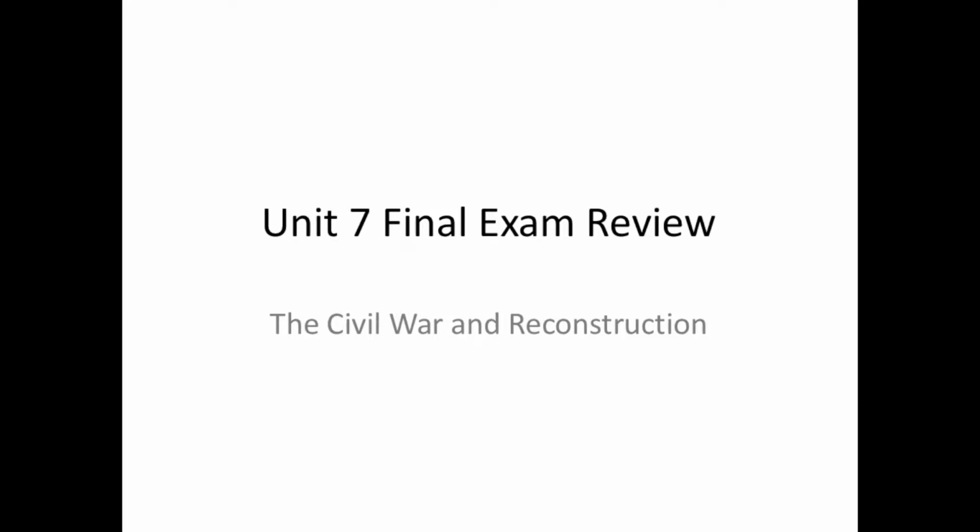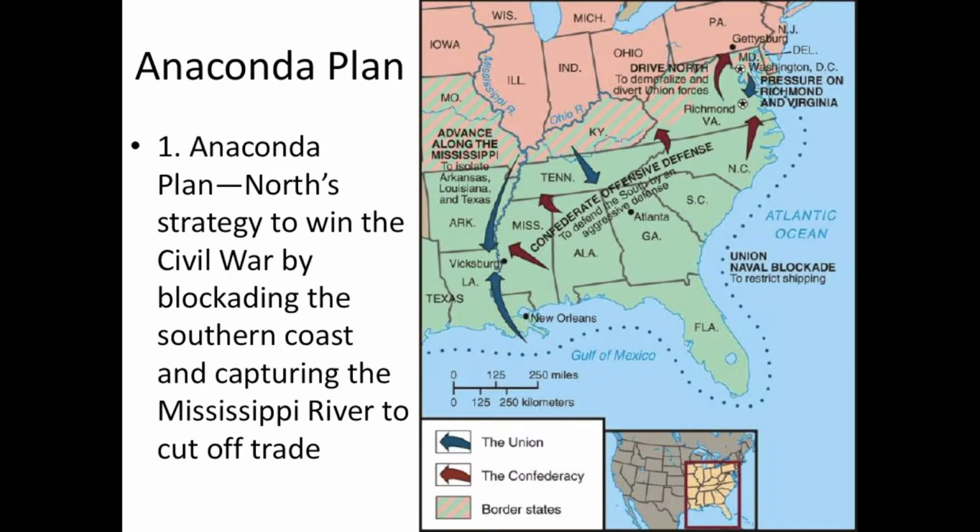And we've already talked about that a little bit with Fort Sumter and stuff like that in Unit 6, but we're going to go more in depth with it now. So, the first term we need to talk about is the plan by the North to try to defeat the South, and that's going to be called the Anaconda Plan.